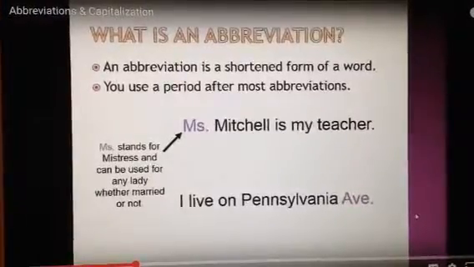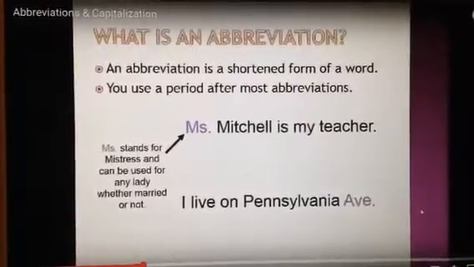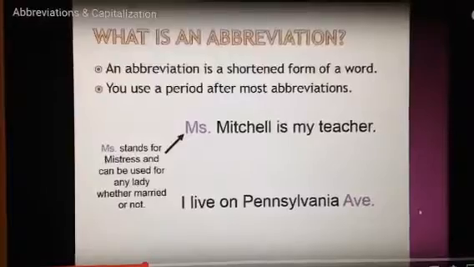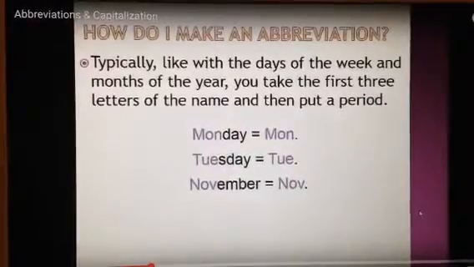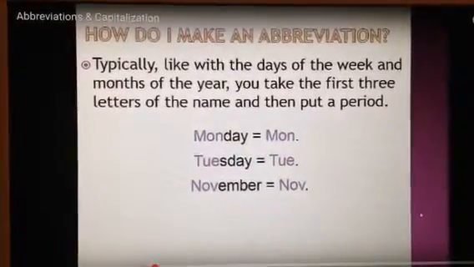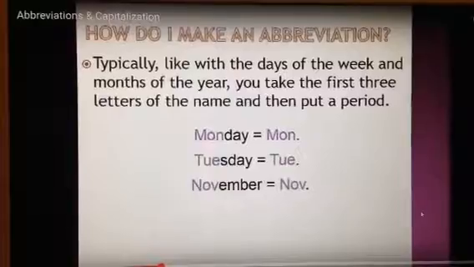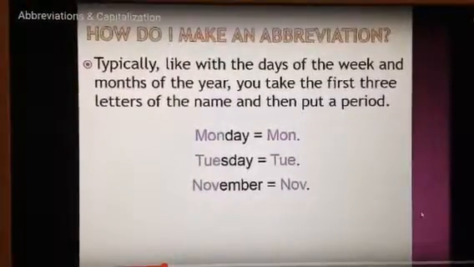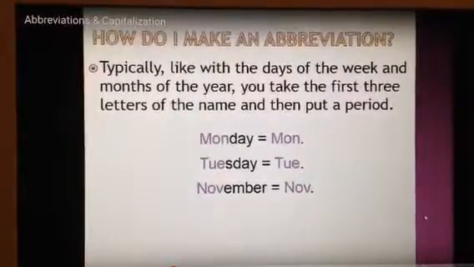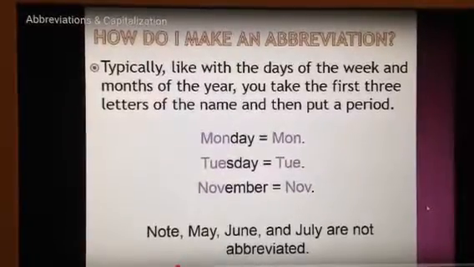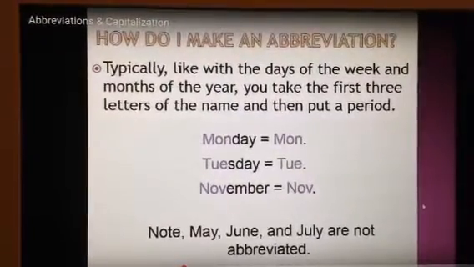Another example of an abbreviation would be AVE for Avenue. I live on Pennsylvania Ave. Abbreviations for roads and streets are commonly used when writing addresses. So how do we make an abbreviation? Typically, for example, with days of the week, we use the first couple letters of a name and then put a period. So for Monday, we use capital MON, period. Tuesday, capital TUE, period. Months, November, NOV, period. When we're doing abbreviations for months, May, June, and July are already pretty short, so we don't use an abbreviation for those words. We just write those words out.